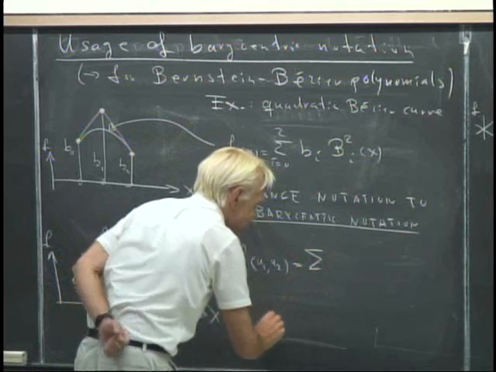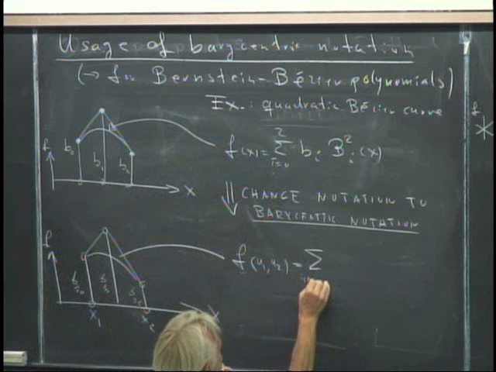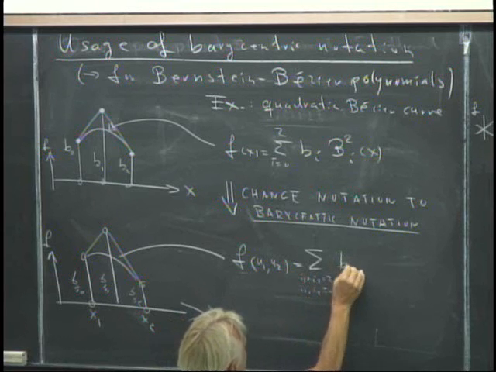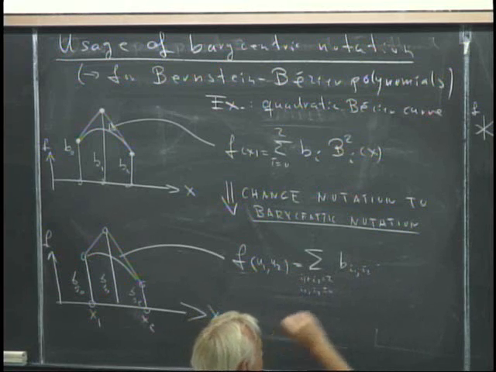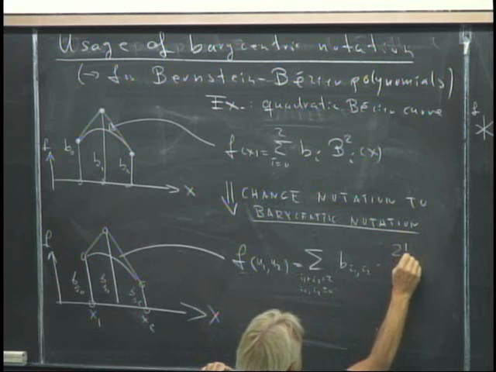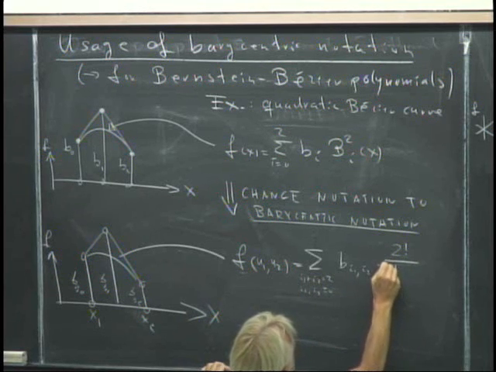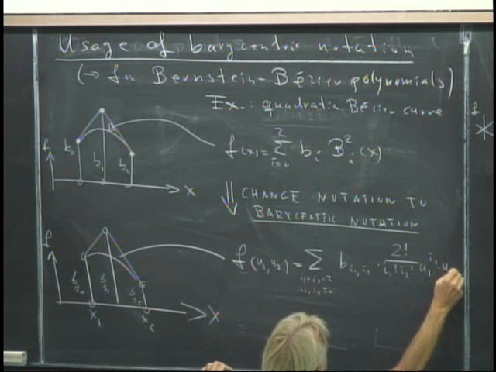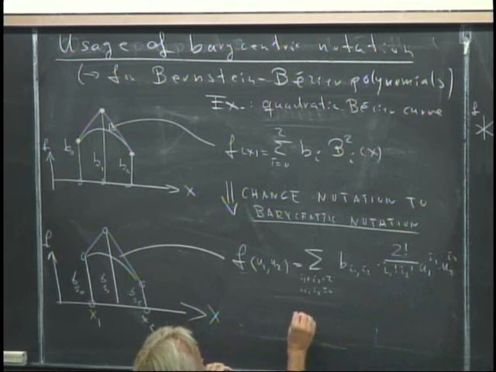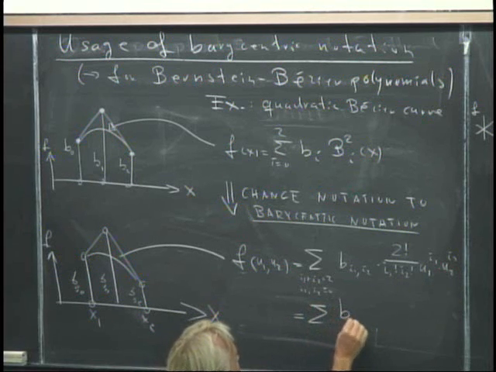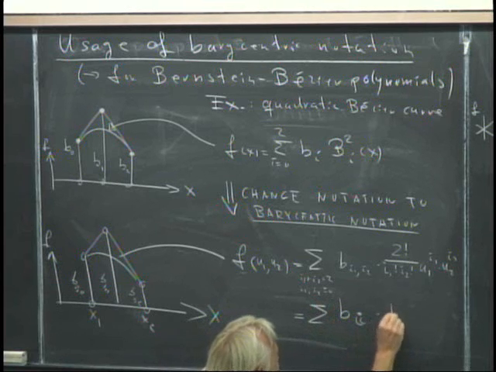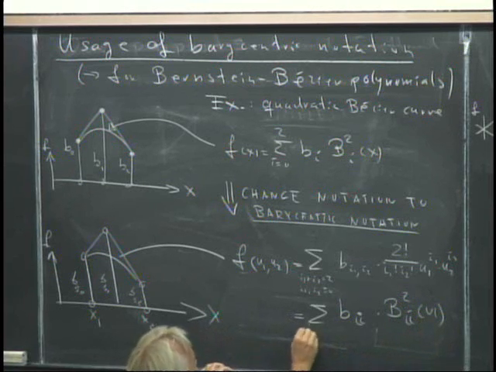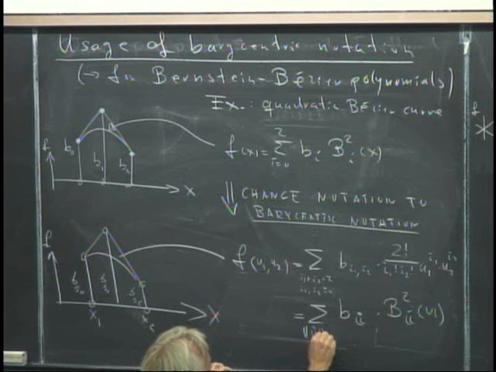And then the sum also changes. The sum becomes the sum over I1 plus I2 equals 2, and I1, I2 greater equal 0, of b I1,I2 times 2 factorial over I1 factorial times I2 factorial times U1 to the power of I1 times U2 to the power of I2. I can write this much more compactly by just saying sum of coefficients B sub multi-index I times Bernstein polynomials multi-index I power 2 of a multi-argument U, okay? And then just say the vector norm of this multi-index I is 2.